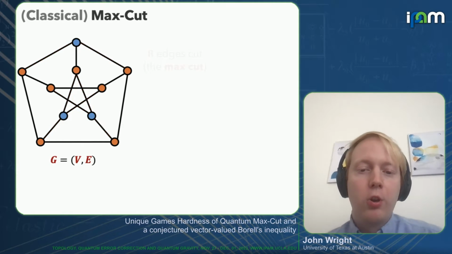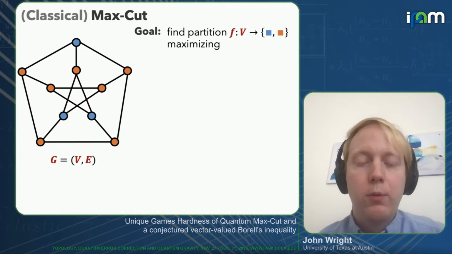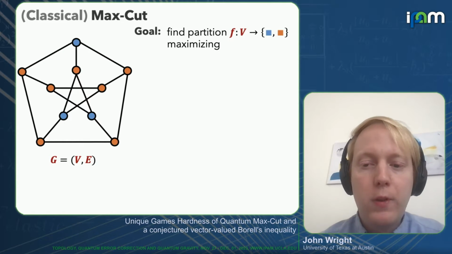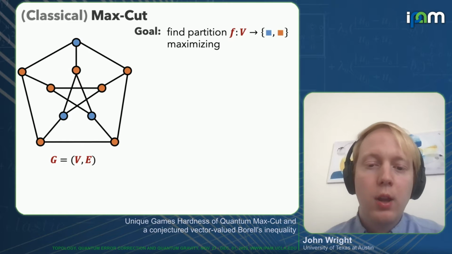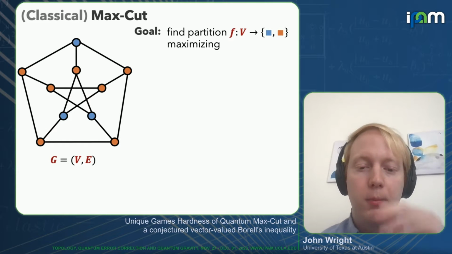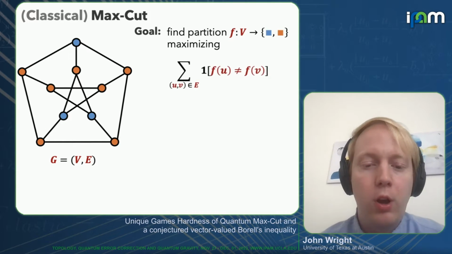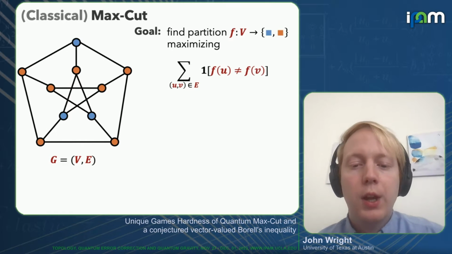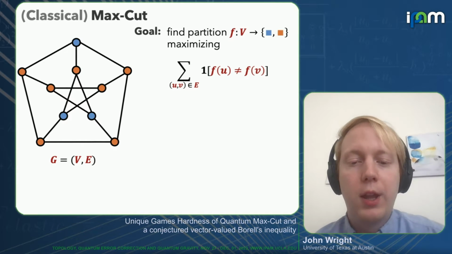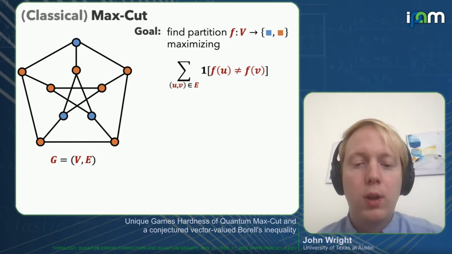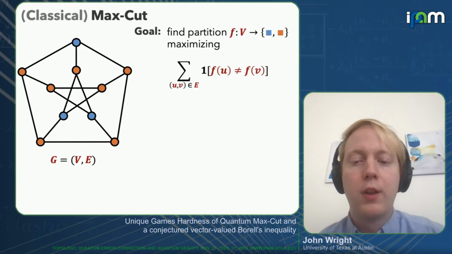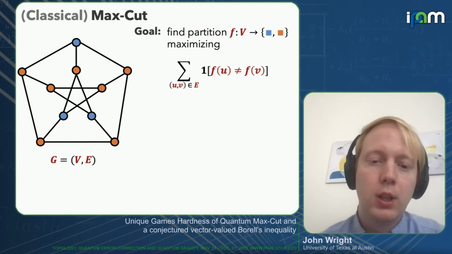So in general, our goal is to find a partition F, which maps the vertices into the blue set and the orange set, which maximizes the following quantity: the sum over all edges (U, V) of the indicator that the color assigned to U, F(U), is different than the color assigned to V, F(V).